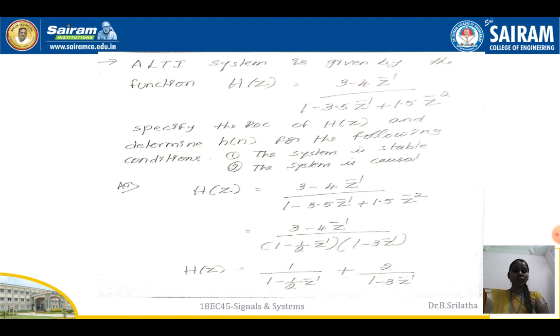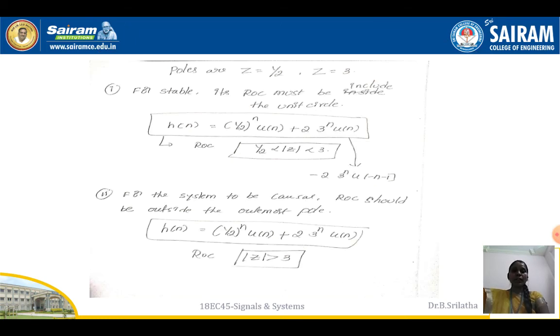How to apply it? Based on the denominator roots. We have two roots, so A divided by the first root plus B divided by the second root. To get A and B, we can use any method, which you all already know. So find A and B and substitute. Our H(z) is, A I got as 1 and B is 2, so 1/(1 - (1/2)z^-1) + 2/(1 - 3z^-1). Now the two poles are at z = 1/2 and z = 3.